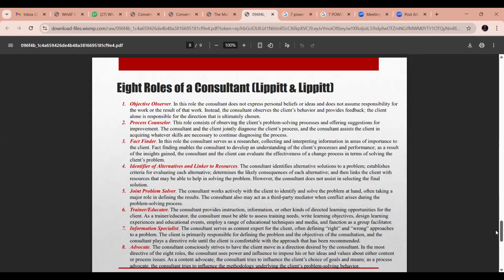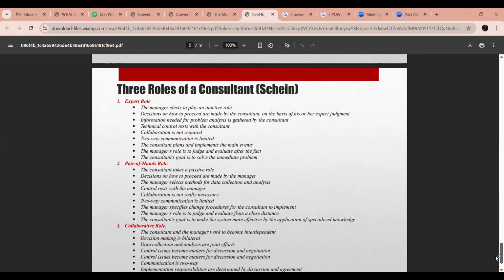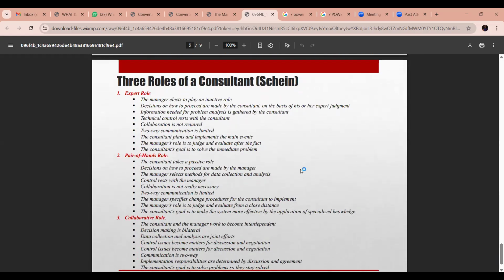Now, if you look at this slide, there are 8 different roles that we can be as a consultant. Okay? So depending on what the client wants, an indirect answer to your question is this next slide. 3 roles of a consultant.